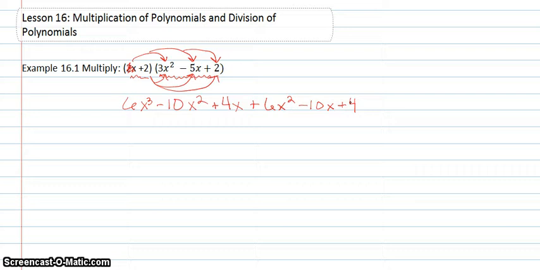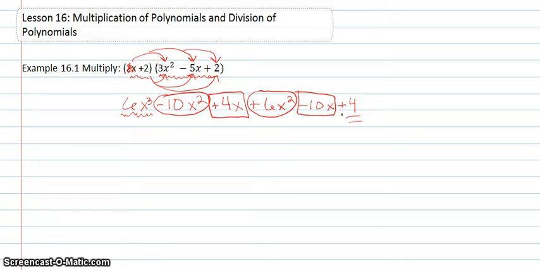Okay, now we're going to start looking for terms that are like terms so we can combine them together. Now this is the only x cubed I see, and then I'll look and see if I have any other x squares, and I do. I have one right here. And then I'll look for just x's. And this is the only constant that we have. Now we'll just combine those like terms together.